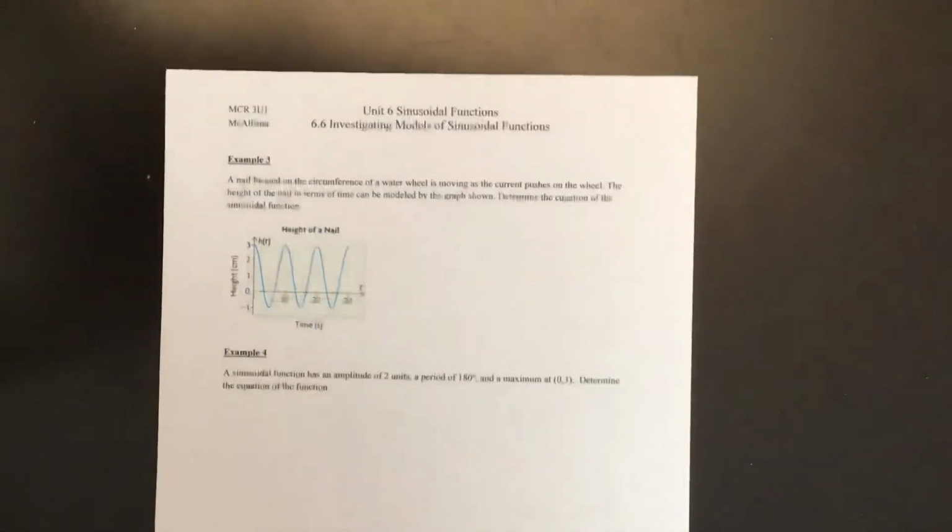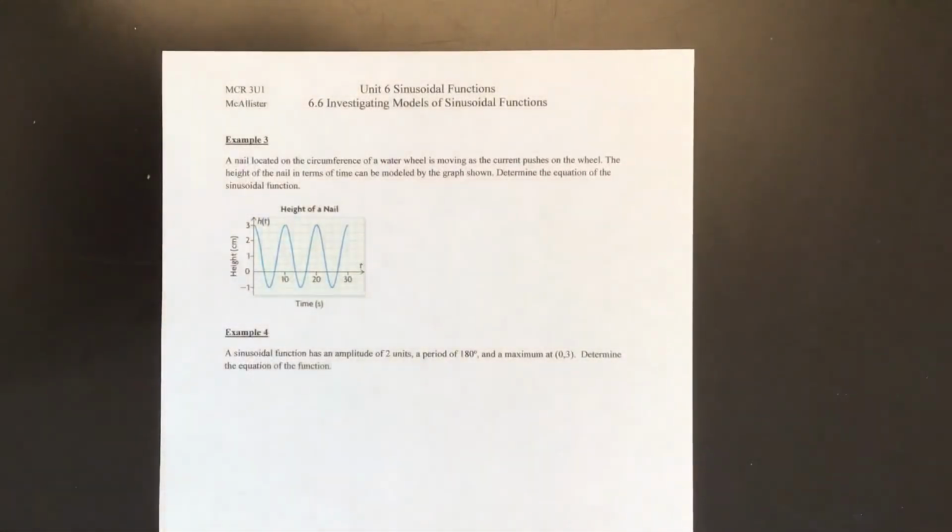2 more examples where we have to come up with the equations. Example 3, a nail located on the circumference of a water wheel. So it's kind of like one of those paddle boats where you have a nail in the piece of wood on the water wheel.